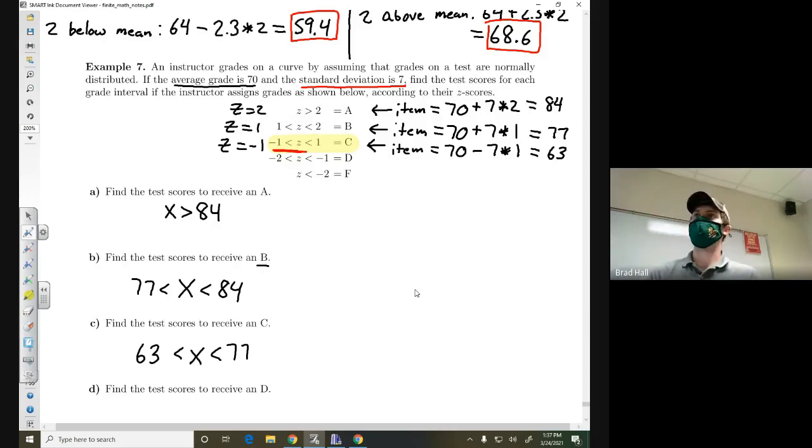And the reason why we use minus is because we have a negative z-score, which means we are looking at standard deviations below the mean.